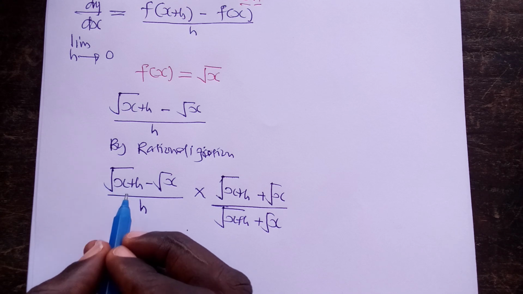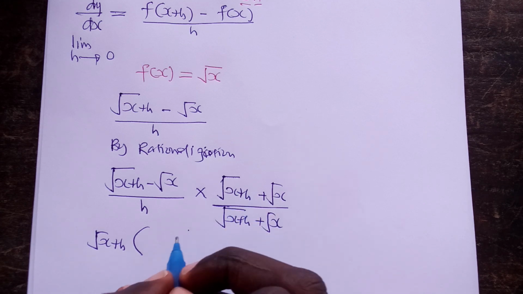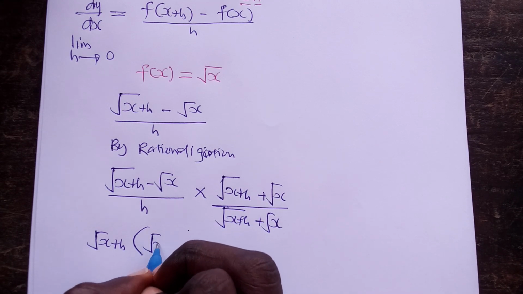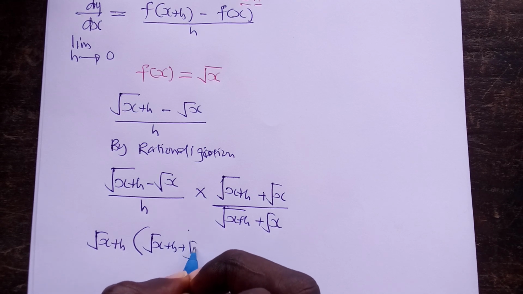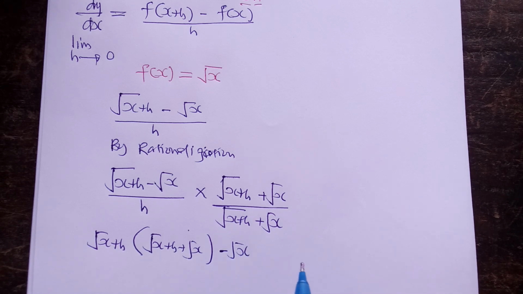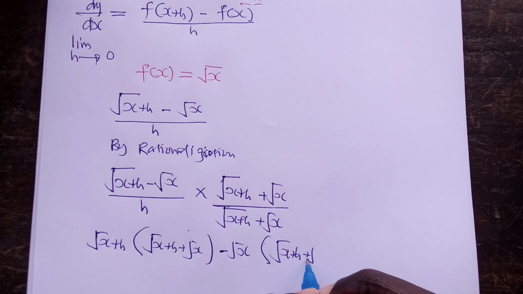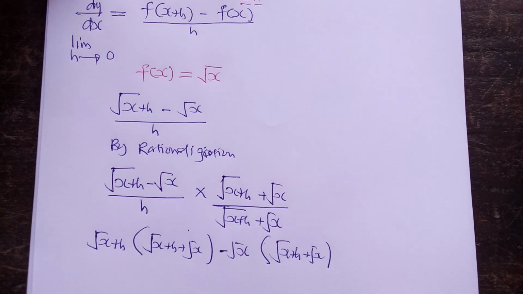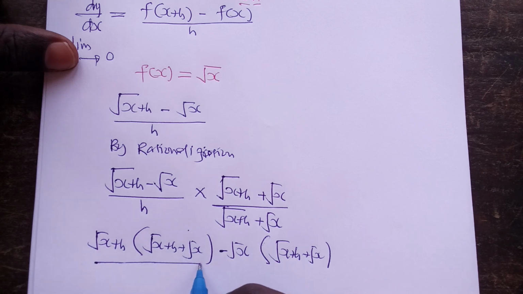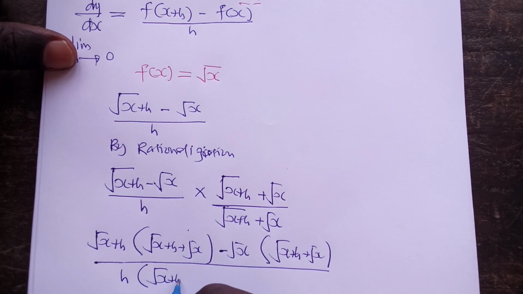We say root of x plus h multiplying by root of x plus h plus root x. What remains is the first bracket, minus root x. We use it also to multiply the second bracket, that is root of x plus h plus root x. Then everything becomes, here also if we are multiplying, this one becomes h into root of x plus h plus root x.